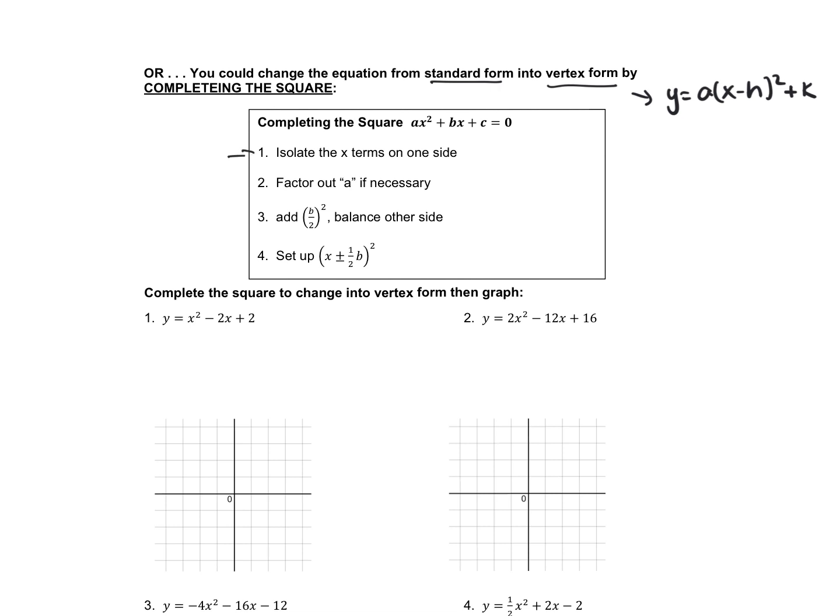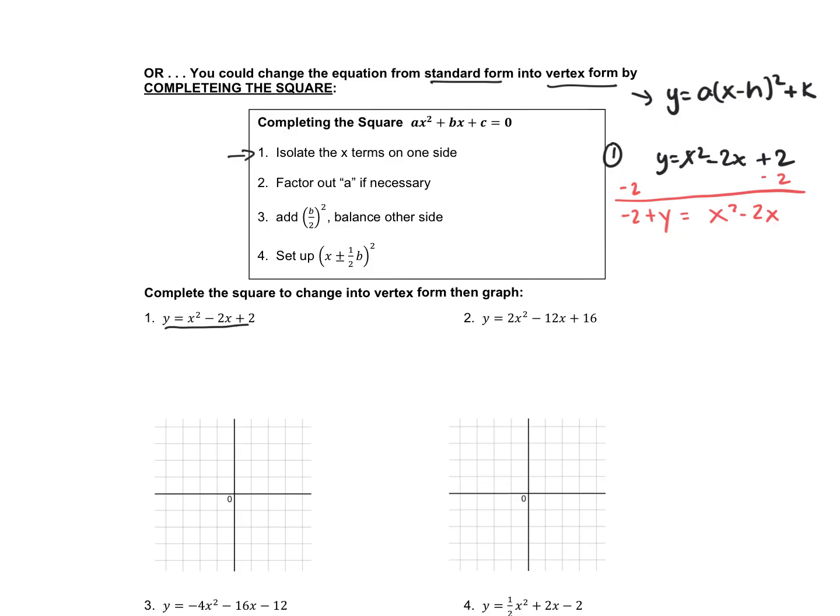First, we're going to isolate the x term. I'm going to use this function right here, and I'm going to write it on the side so I can show you the steps as we go. It says isolate the x terms on one side, so I'm just writing the equation. So that means we have to move this 2 over. I'm going to rewrite my equation as negative 2 plus y equals x squared minus 2x.